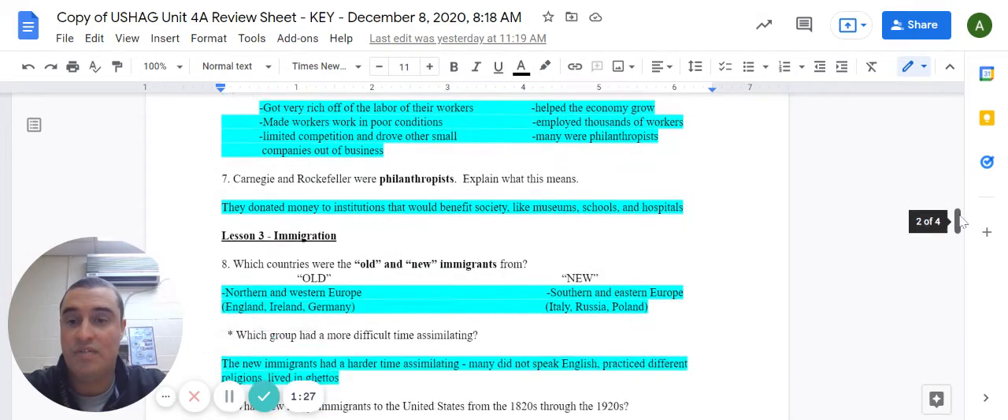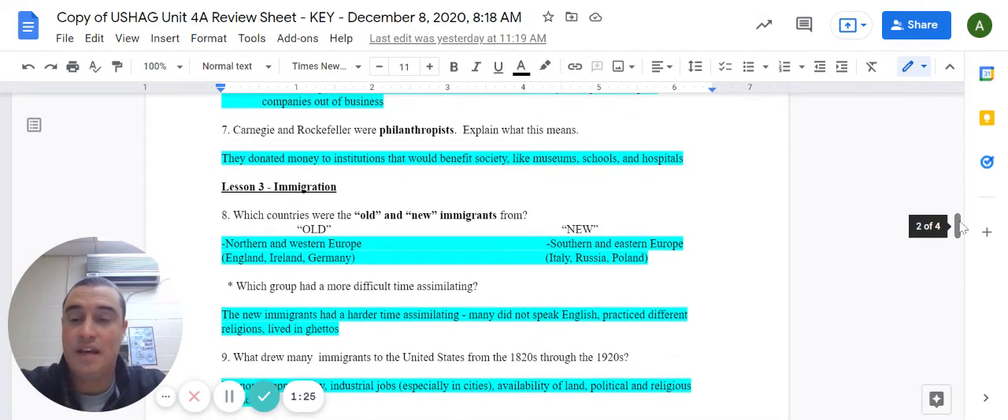So number seven will define that term, philanthropists. What that means is these guys donated a lot of money to places that would basically benefit society. Places that would help people better themselves, like schools, museums, hospitals, libraries. Again, that idea of philanthropy means you donate a lot of your money.